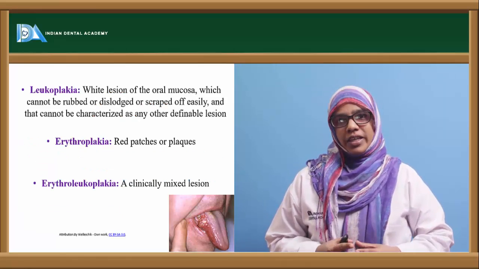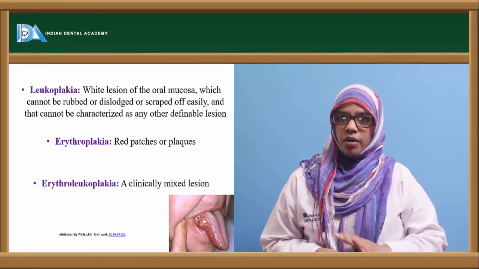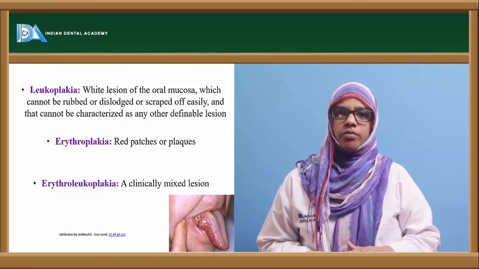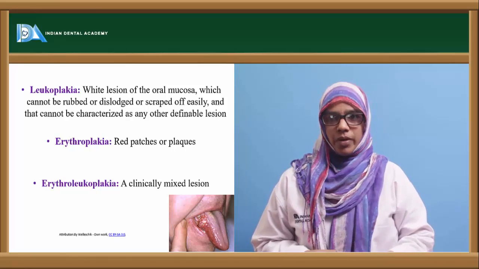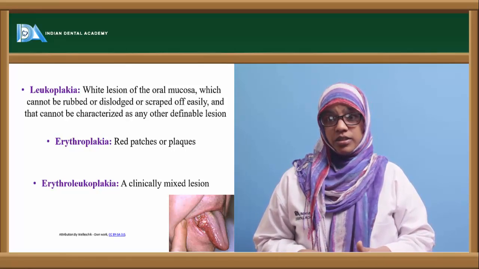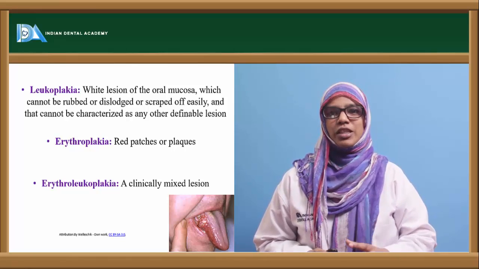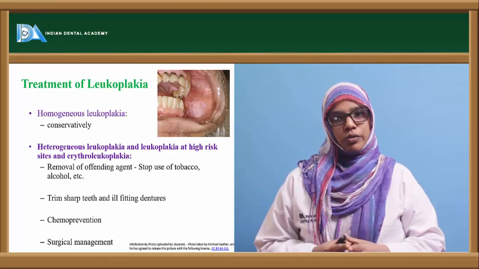Now, leukoplakia is nothing but a white lesion in the oral mucosa which cannot be rubbed or scraped off easily and cannot be characterized into any other definable lesion. Whereas erythroplakia is nothing but a red patch or plaque. In other words, erythroleukoplakia can also occur, which is a mixed lesion of both red and white components. Now, what is the treatment of leukoplakia?